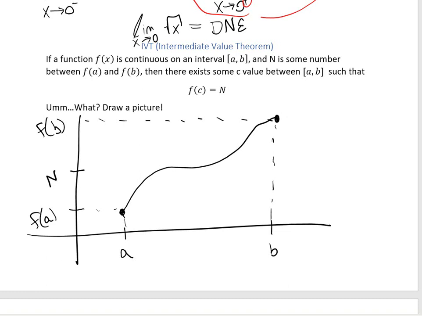Now here's the important part. It says if it's continuous on an interval and there's a number n, then what I should be able to do is work backwards, track it onto my function, and there should be some c value such that when I plug that c value into my function, I'll get n out.